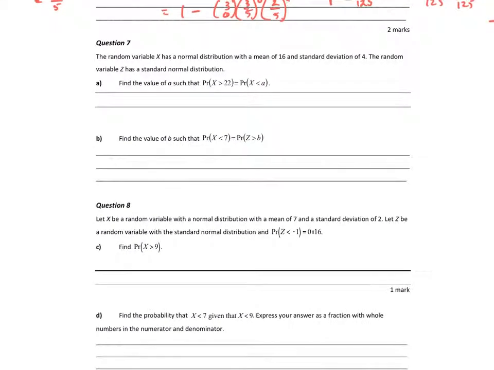Question 7. Random variable X is normally distributed with mean 16, standard deviation 4.